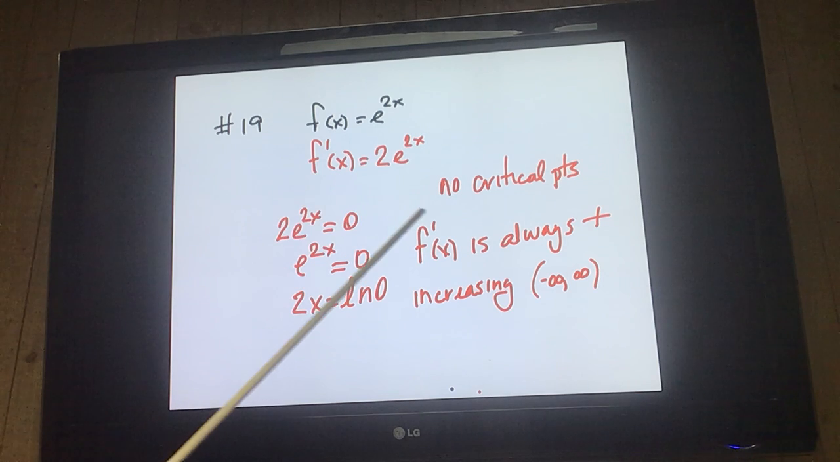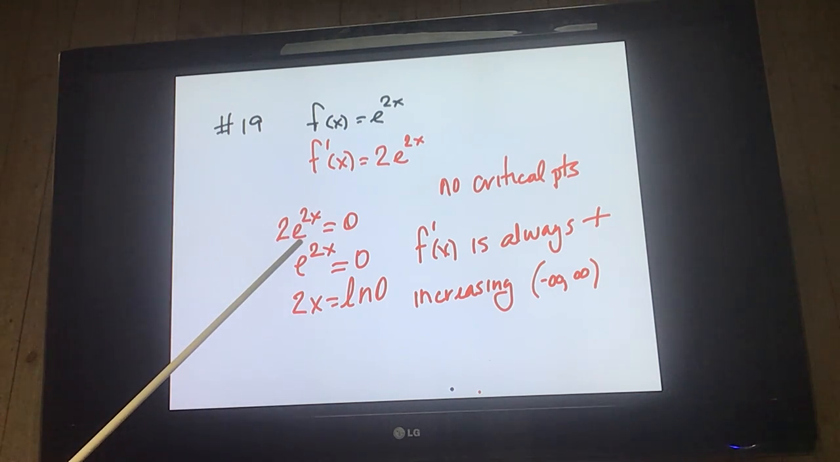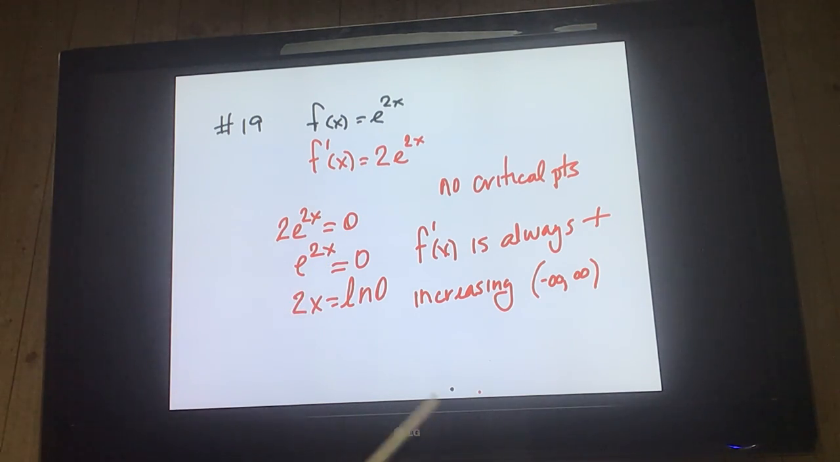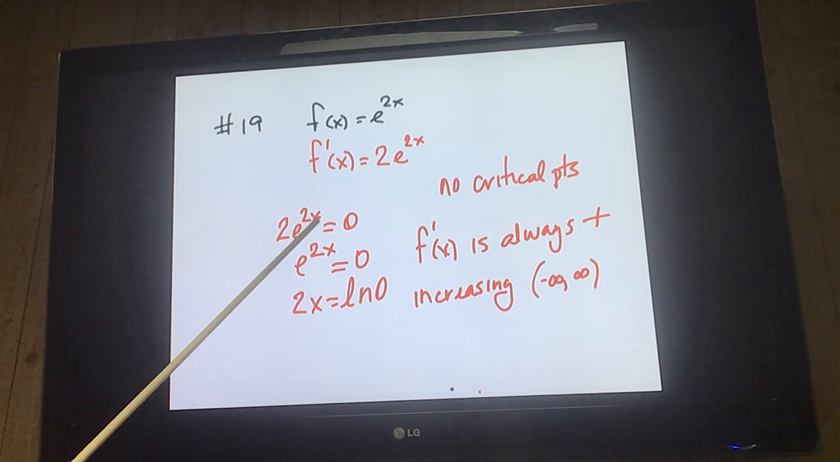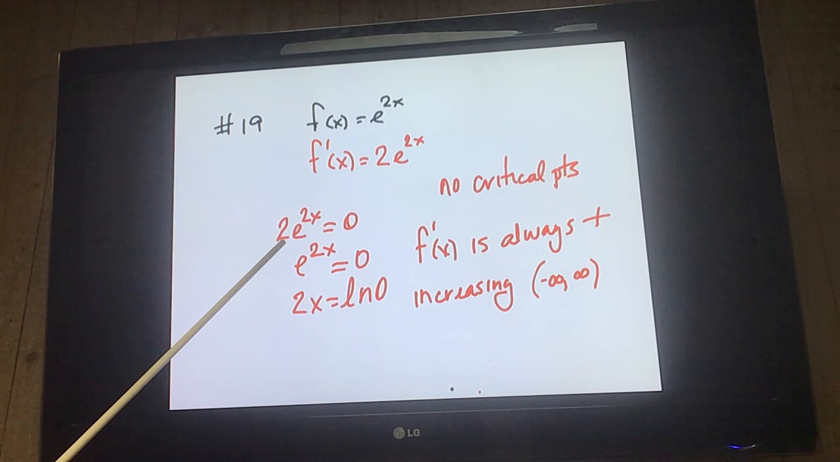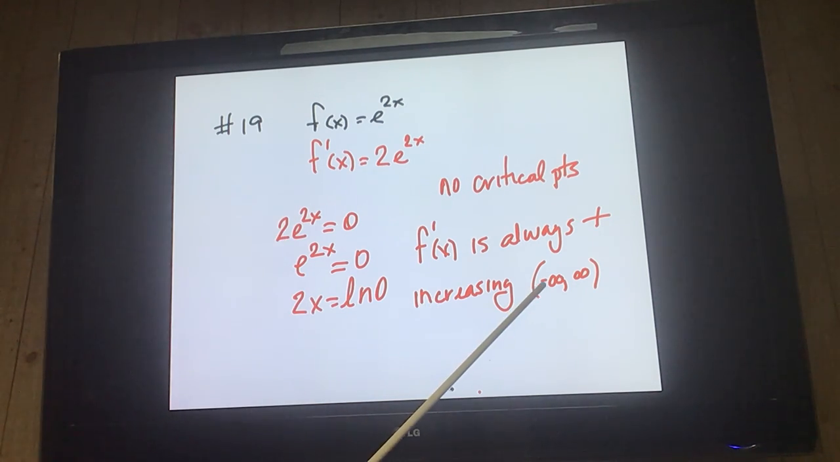So when we put it back into my graph, e to the 2x, that graph goes here, and we notice it's always increasing. No matter what number I put in, positive or negative, this value is always positive. So therefore, it's always increasing from negative infinity to infinity. So that one there.